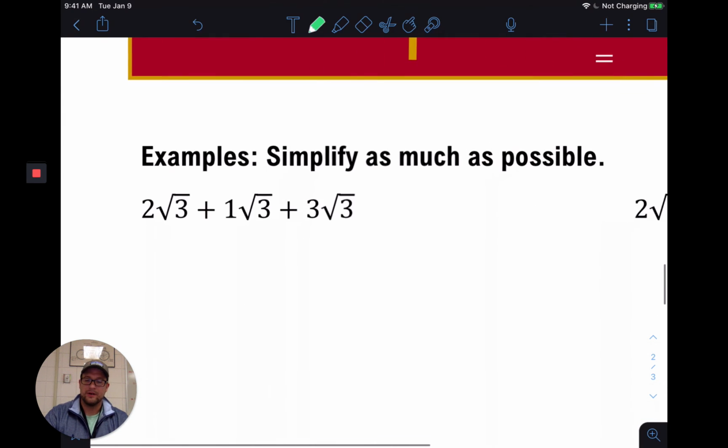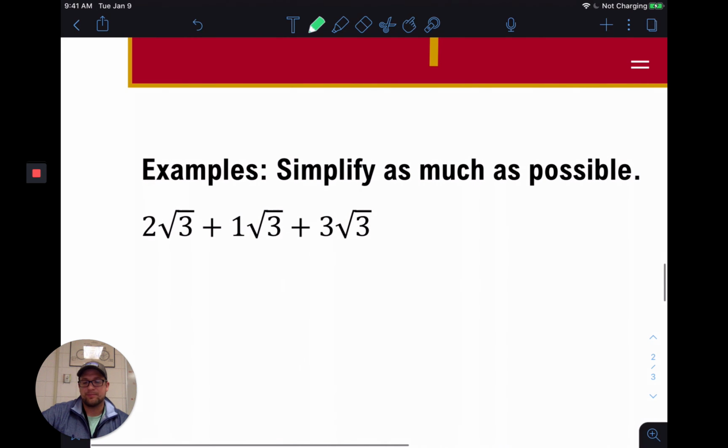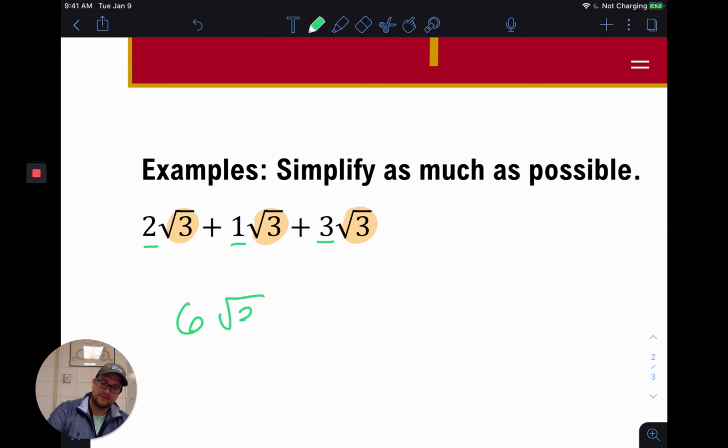Let's look at another example here. Our directions are to simplify as much as possible. So right here, first thing, we can see that we're adding radicals together. So we want to see if we have like radicals. In fact, we do. So if I come over here and I take 2 plus 1 plus 3, I would get 6. And I have 6 square roots of 3, and we're done.